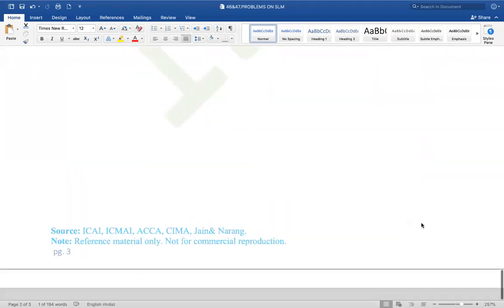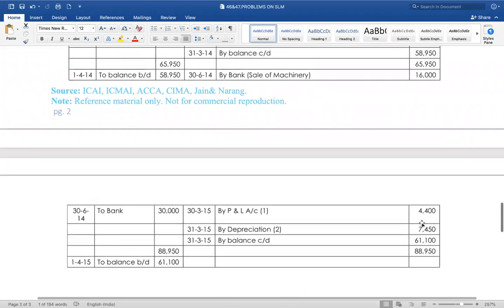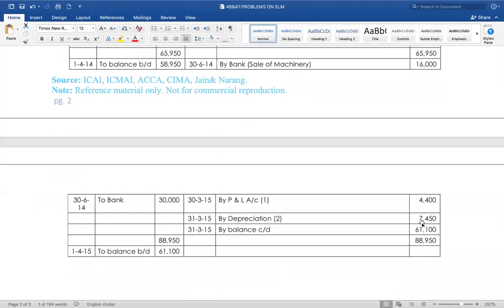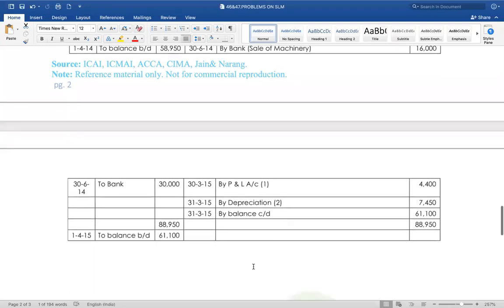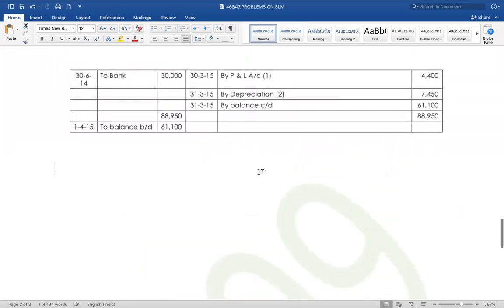7,000 is the depreciation. Look at this. This is note 2, 7,450. How did he get this 7,450? I have missed giving you the calculation, but I'll try to give you the description here.